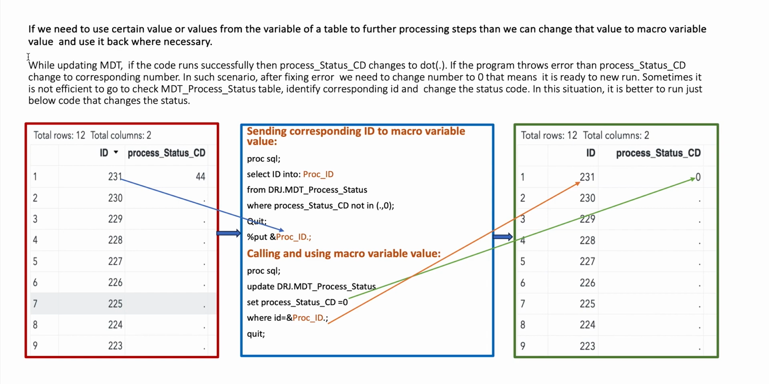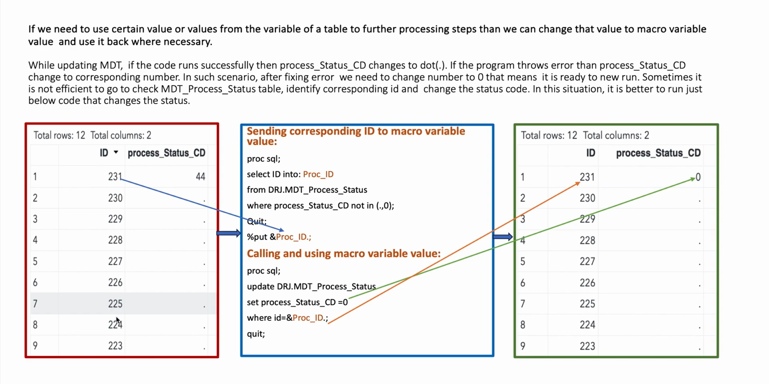Sometimes it is not efficient to go to the MDT process status table, identify the corresponding ID, and change the status code. In this situation, it is better to run just the code below that changes the status, where we use the proc SQL select into clause to create a macro variable. The left side table is the MDT process status table.